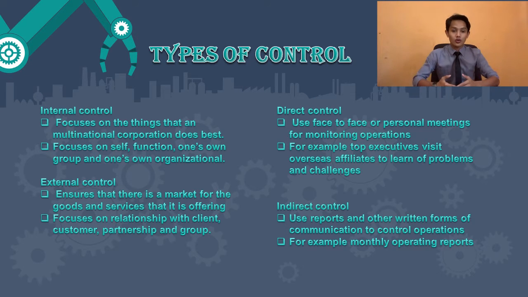Next is direct control. It uses face-to-face or personal meetings for monitoring operations. For example, top executives visit the overseas affiliates to learn of problems and challenges. Lastly is indirect control. It uses reports and other written forms of communication to control operations. For example, monthly operation reports.